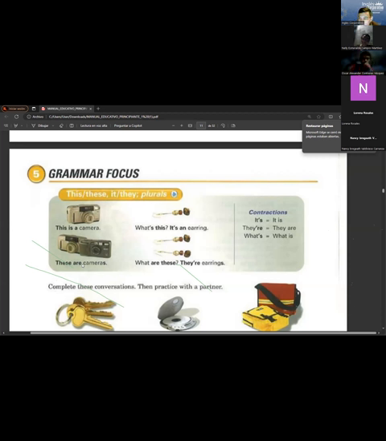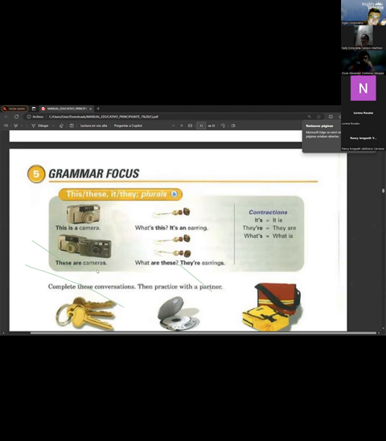Ok, una vez más. This es para singular. These es para plural, o sea, más de dos objetos. Y objetos que están cercanos a nosotros. Okay. Para objetos que están un poquito lejos se utiliza that y those, pero eso aún no aparece en el manual. Creo que más adelante. Okay, this and these.